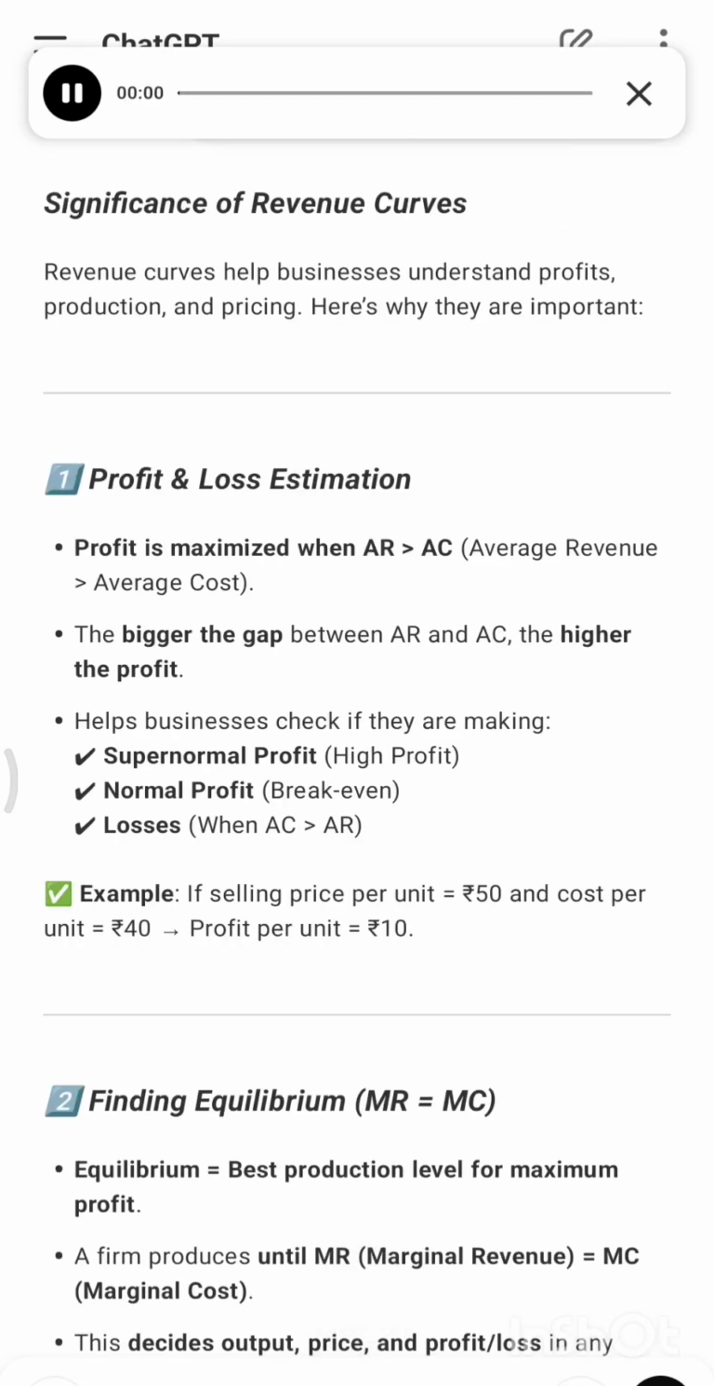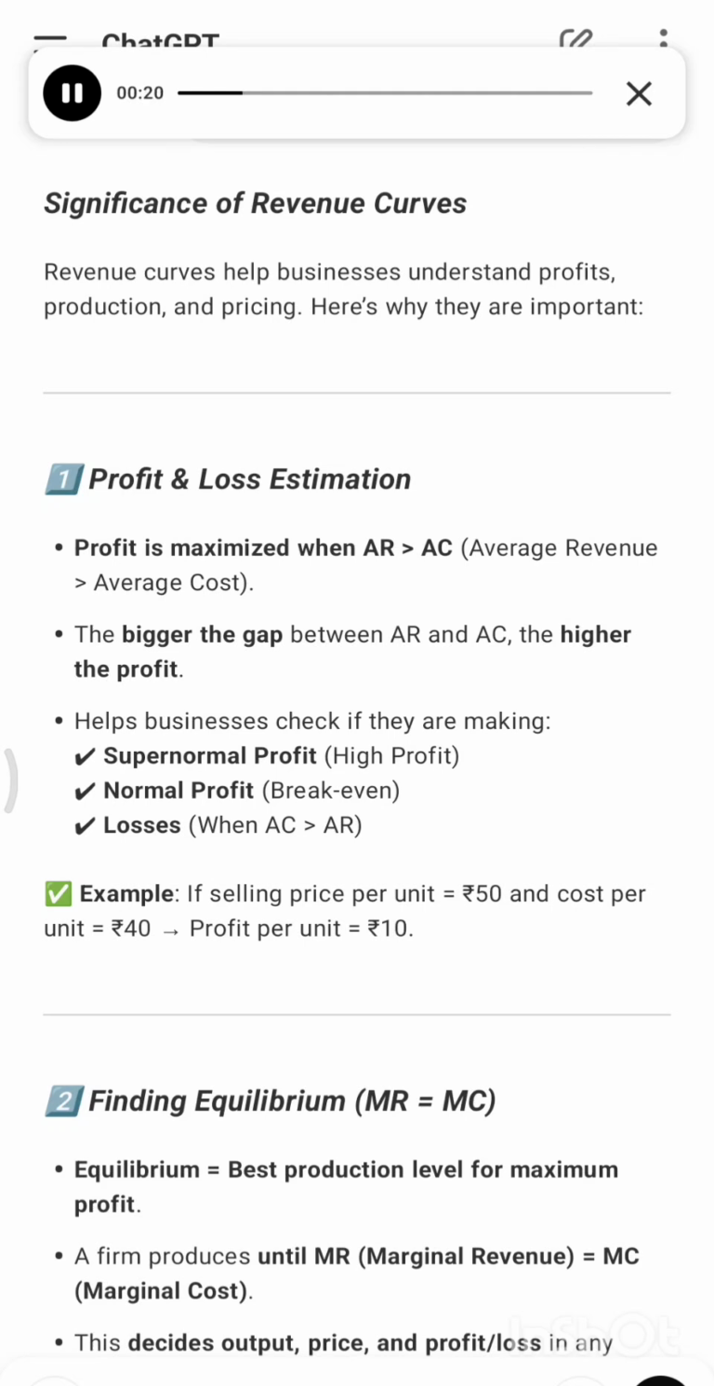Significance of revenue curves. Revenue curves help businesses understand profits, production, and pricing. Here's why they are important. 1. Profit and loss estimation. Profit is maximized when AR > AC, average revenue over average cost. The bigger the gap between AR and AC, the higher the profit.